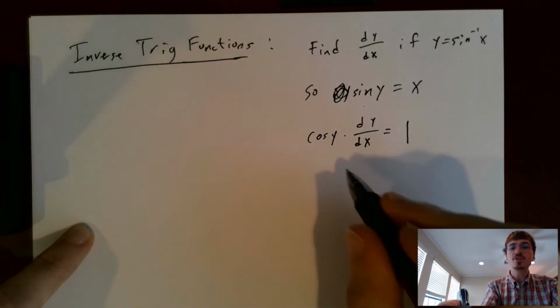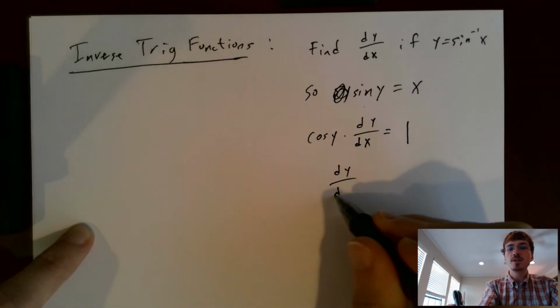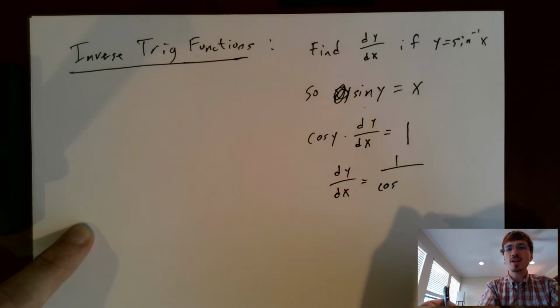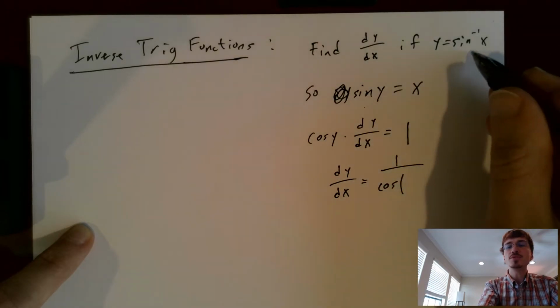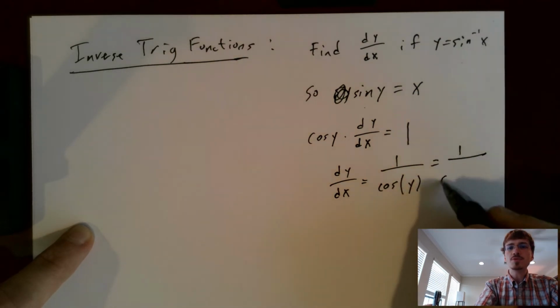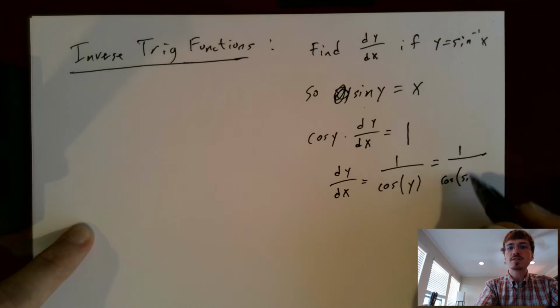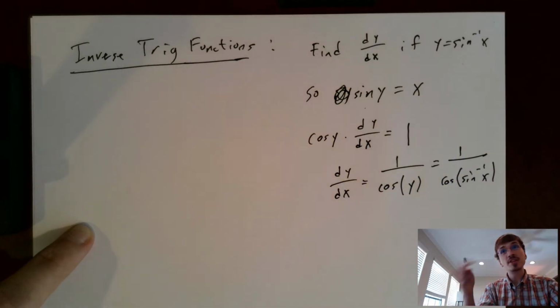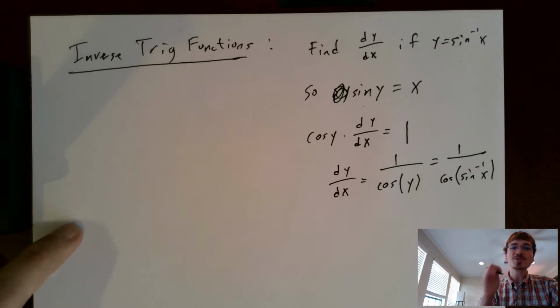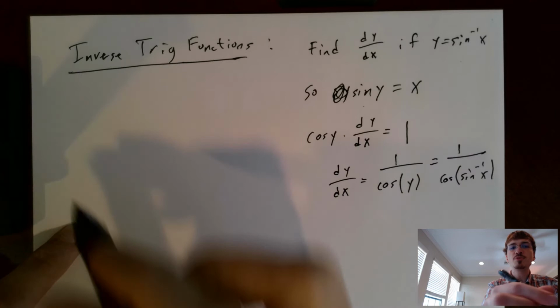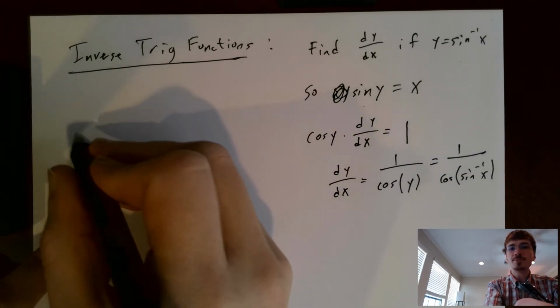And so now we can solve for dy dx, can't we? dy dx is equal to 1 divided by the cosine of y. But what is y equal to? It's the inverse sine of x. And we could leave it like this, but literally nobody does that. So instead, let's use our trigonometry knowledge to get this as an expression that might look better.